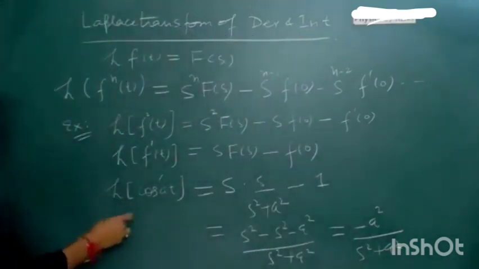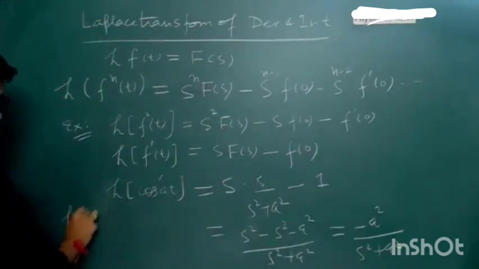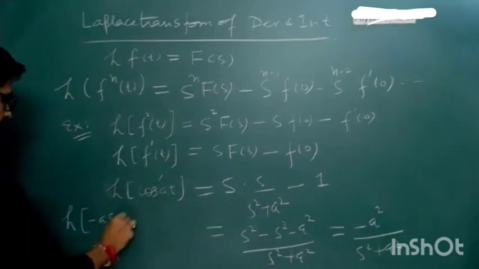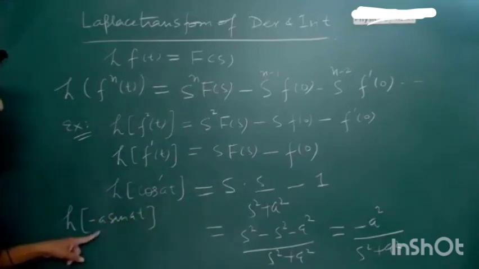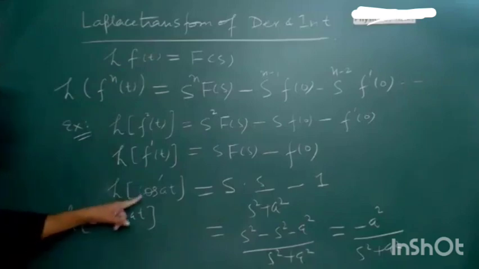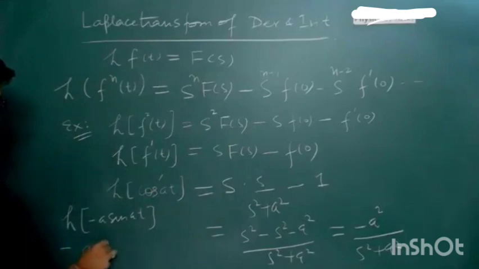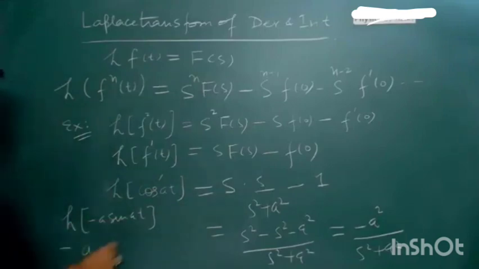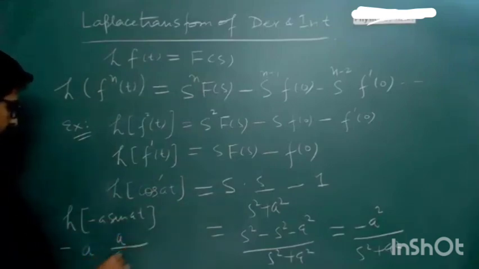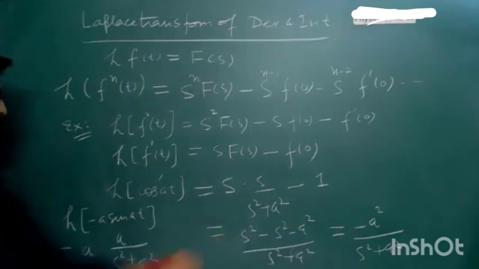Now suppose I want to do it another way. Laplace of cos dash will be minus a sine of at. Correct? Cos derivative, so it will become minus a. What will be the Laplace of this? a by s square plus a square. And see, the answers are same.